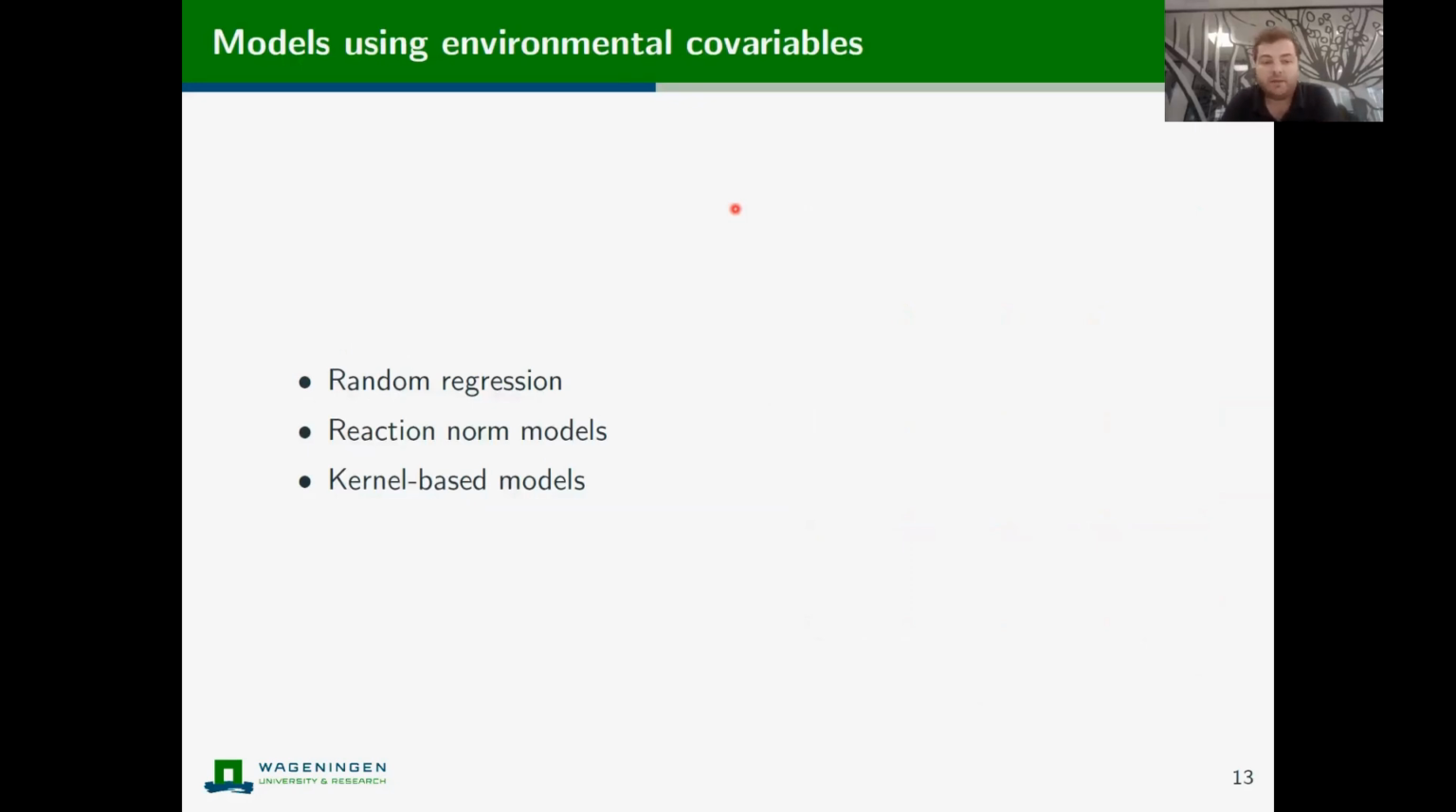Are there other ways next to these kernels? Yes, there are. I think random regression is a well-known example. Reaction norm models is a term that's used a lot as well. To be honest, these reaction norm models and kernel-based models are more or less the same thing, in the sense that they both use the environmental covariables to construct a kinship of your environments. But instead of using genomic markers like you would for the genotypes, you use environmental markers for the environments.